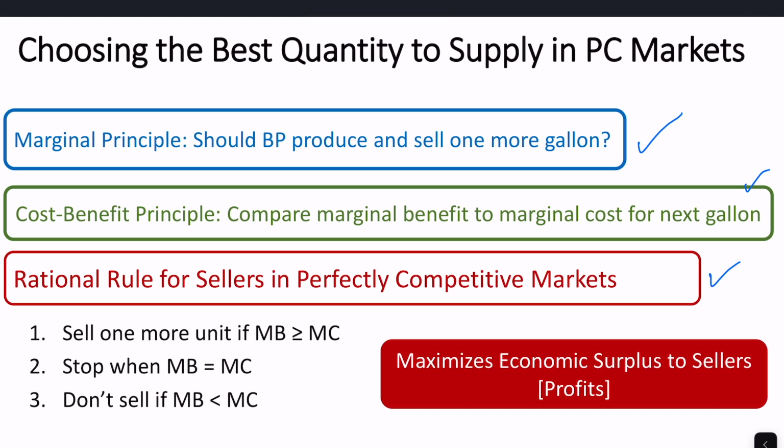Sell one more unit if the marginal benefit is greater than or equal to the marginal cost of that next unit, stop when marginal benefit equals marginal cost, and don't sell any units when the marginal benefit is less than the marginal cost. And if suppliers follow this rule, they'll be maximizing their economic surplus. This means profits to them.